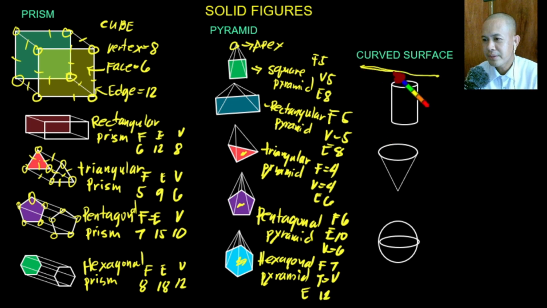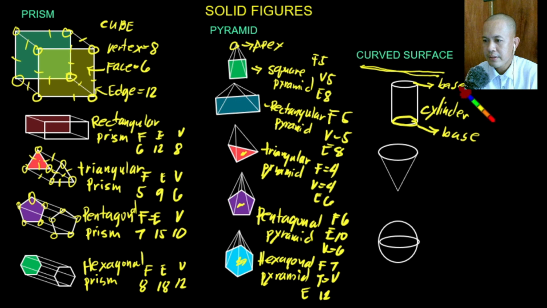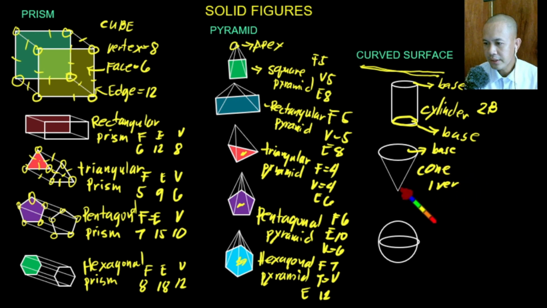Now, solids with curved surfaces. This one is called cylinder. A cylinder has 2 circular bases. We have a circular base here and another circular base here. So a cylinder has 2 circular bases. The next curved surface here is called a cone. A cone has 1 circular base and 1 vertex. This is the vertex of your cone.